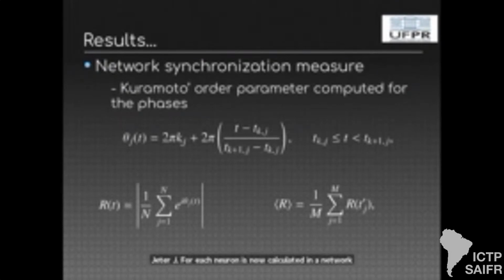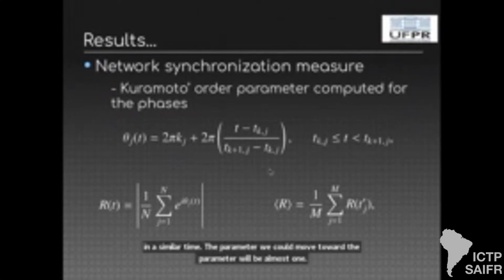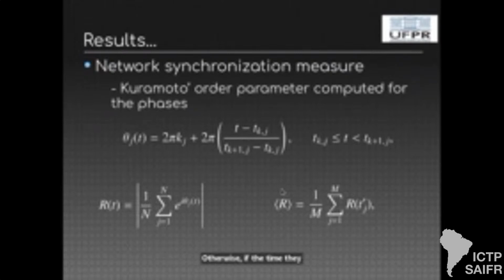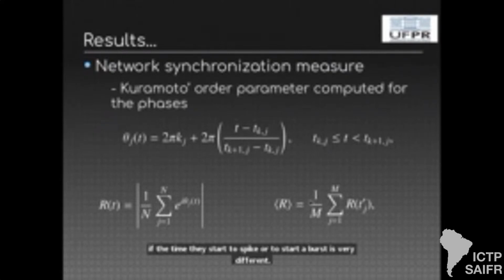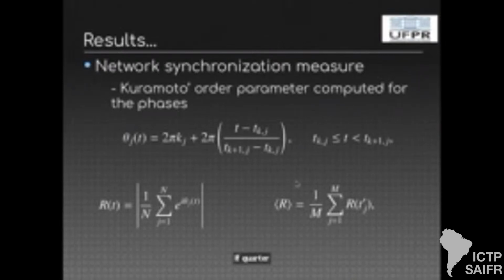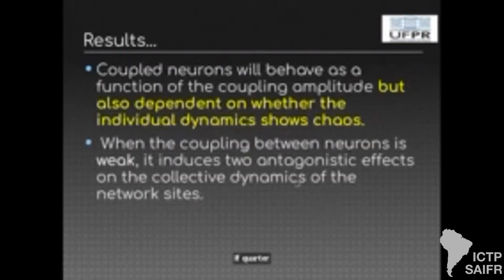If all neurons start at similar times, the Kuramoto order parameter will be almost 1. Otherwise, if the times they start to spike or to burst are very different, the order parameter will be 0 or almost 0, a very small value.